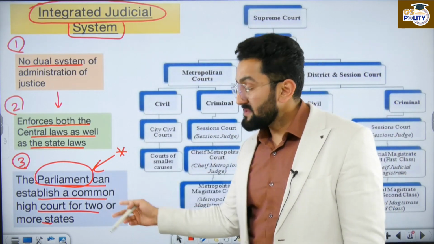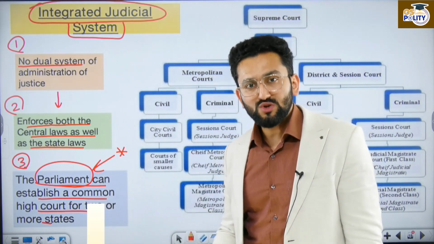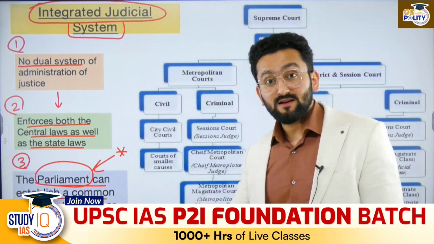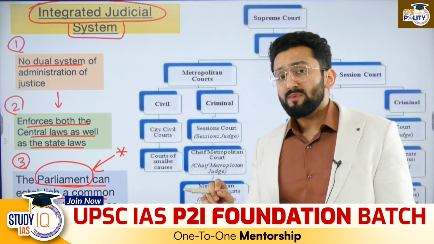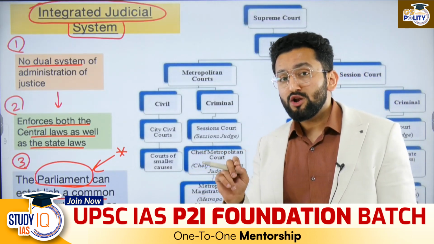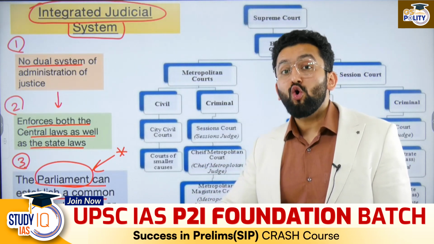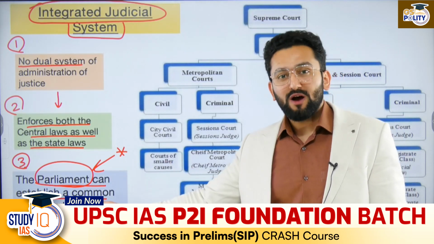Okay. Parliament can establish a common High Court for two or more than two states, right? So it means Parliament has this power. This is right. Parliament can take this decision. What you should remember is that no state government or state legislature has the power to establish their own High Court. Okay. This power is only with Parliament.